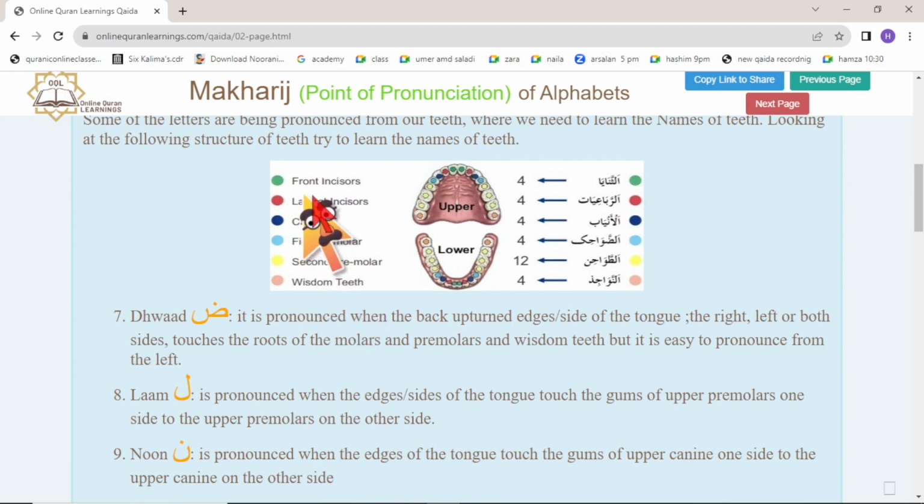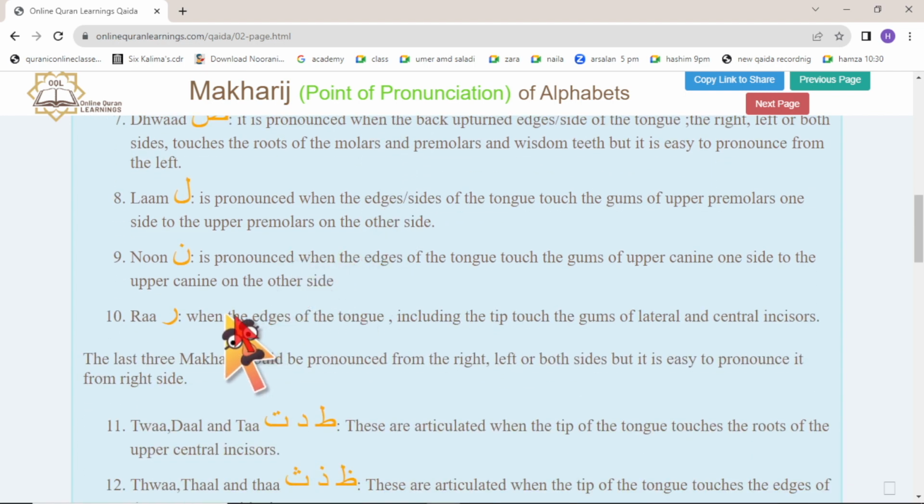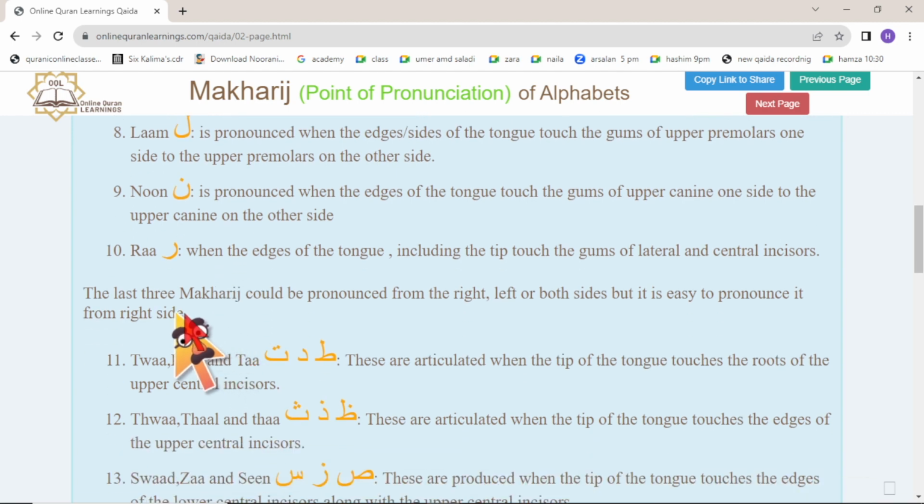So the front incisors are the central incisors, and the teeth to the left and right of the central incisors are called lateral incisors. So whenever we pronounce ra, the edge of our tongue will touch the tip of the gums of the lateral incisors. The last three makharij could be pronounced from the right, left, or both sides, but it is easy to pronounce it from the right side.